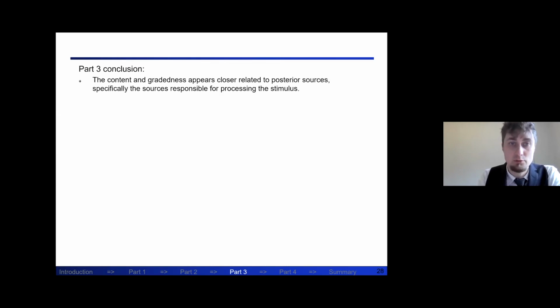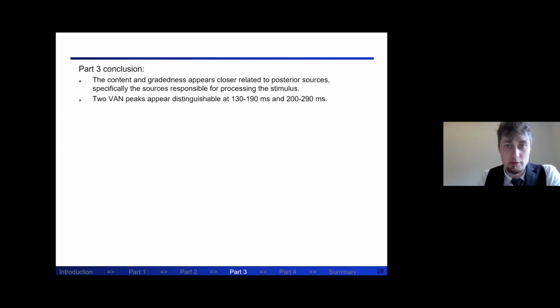So the conclusion here is that the content and gradedness of consciousness appears closely related to posterior sources, specifically sources responsible for processing the stimuli, and that we can distinguish multiple, at least two, of these peaks.